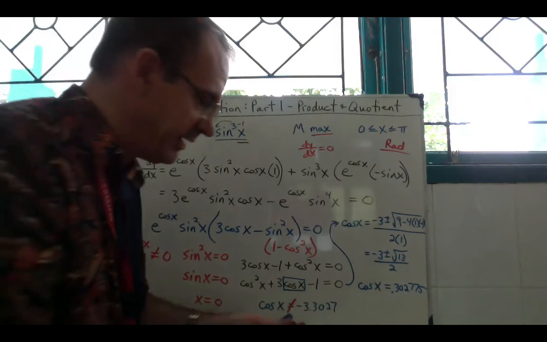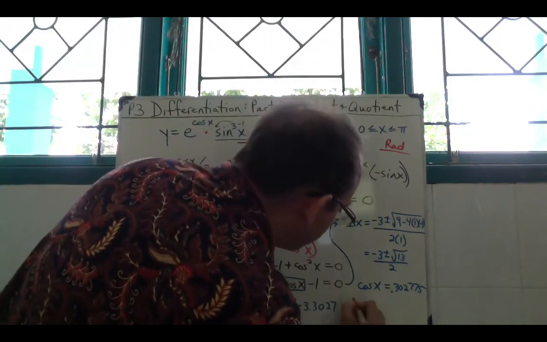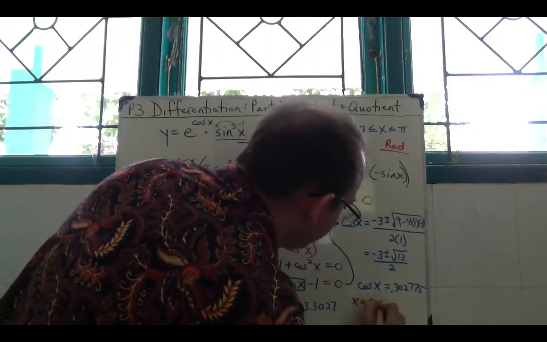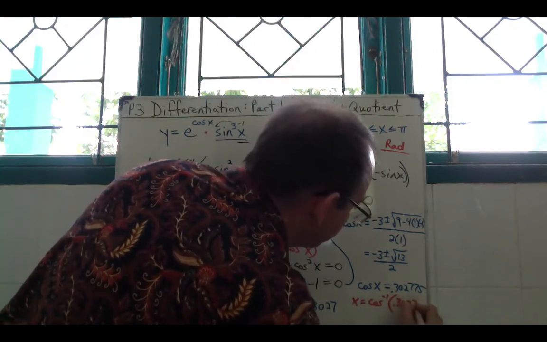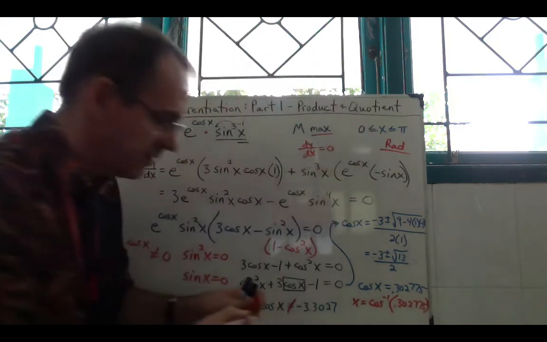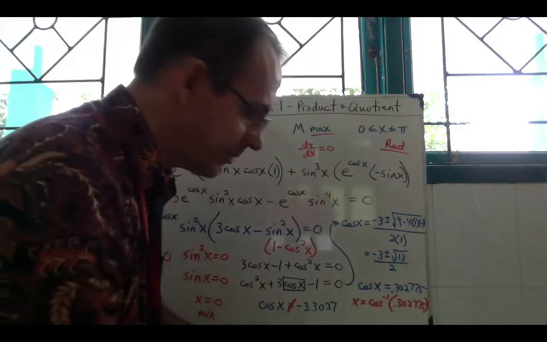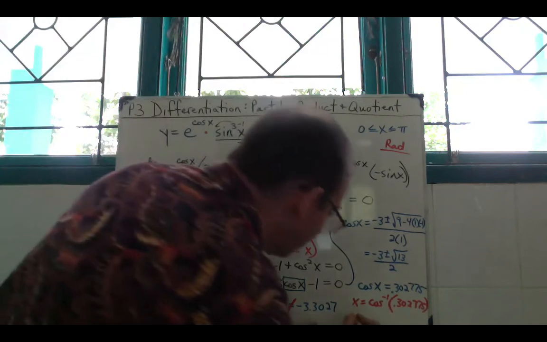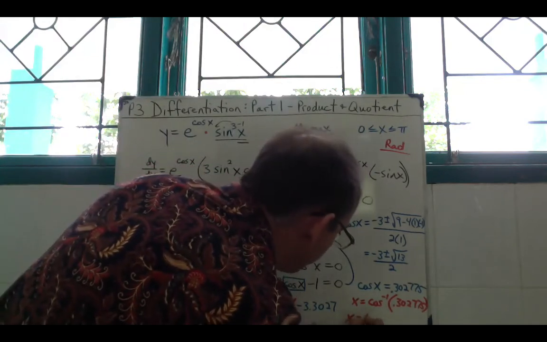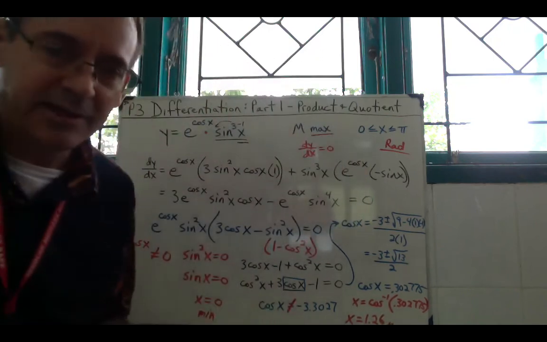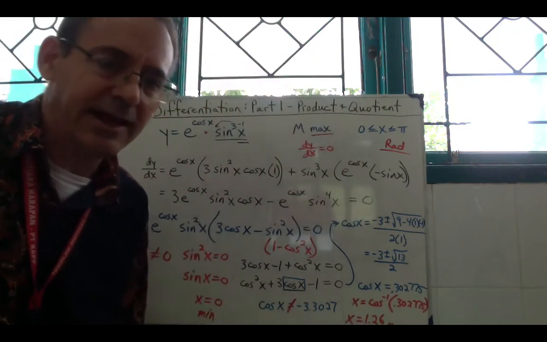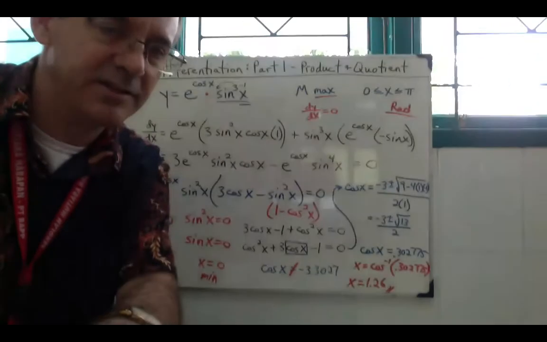So we want to take the inverse cosine. So x equals the inverse cosine of this value, 0.302775. I just took a lot of decimal places there. And what we get is x equals 1.26. That is our answer. That is the x coordinate.